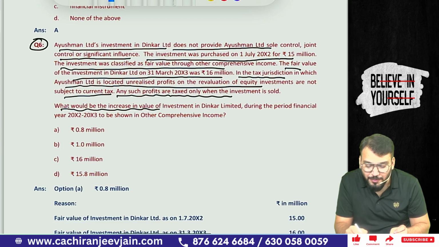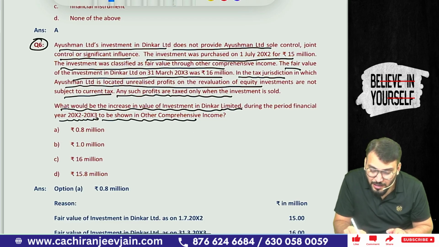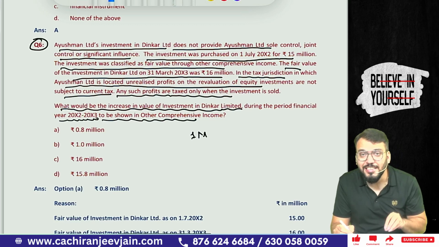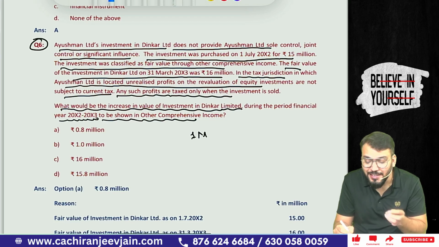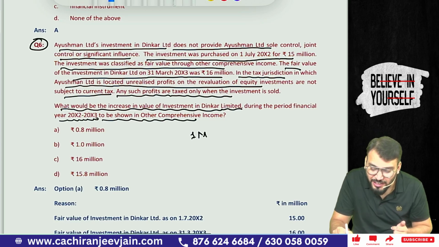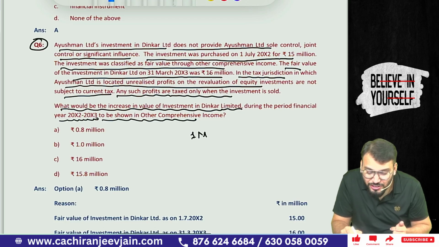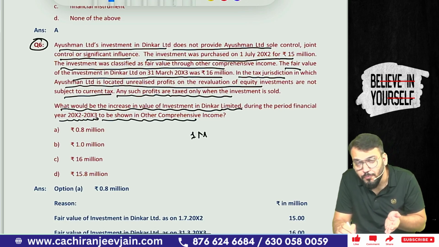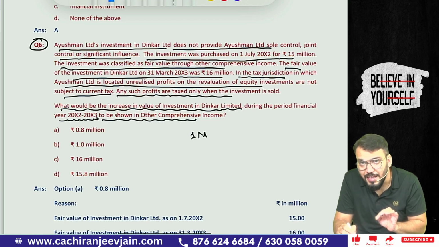What would be the increase in the value of the investment in Dinka Limited during the financial year 2002-2003 to be shown in other comprehensive income? So you can see there is a gain of 1 million, 60 million minus 50 million. It will be transferred to OCI, and OCI is transferred net of related tax expense. So we need to create a deferred tax liability. This will result in a taxable temporary difference. Why? Because the carrying amount is 60 million and the tax base will be 50 million. Therefore, there is a taxable temporary difference for which we need to create a deferred tax liability, and it will be created through OCI.